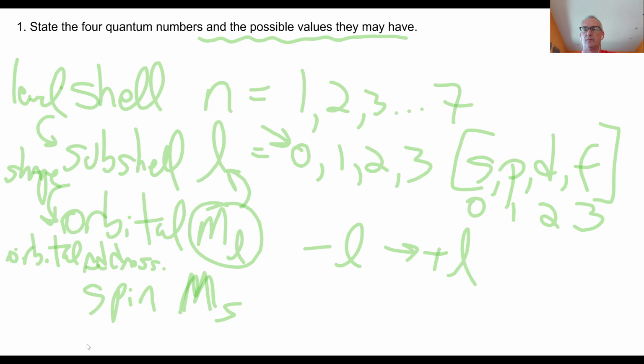Two electrons? That's right. The S subshell only has room for 2 electrons. So how many orbitals is that? 1. It only has 1. And because the l for the S orbital is 0, there's no minus 0 and there's no plus 0. There's only 0. So the orbital address for an S subshell is 0.